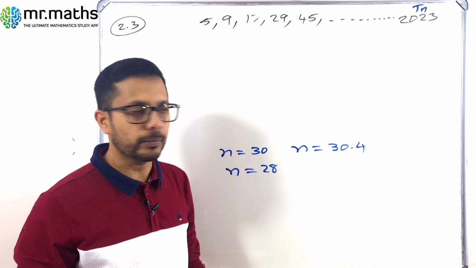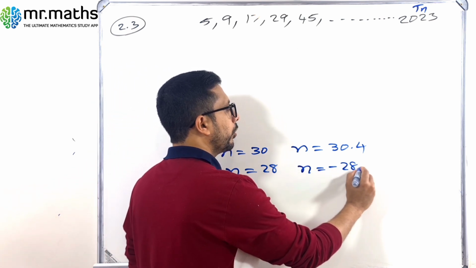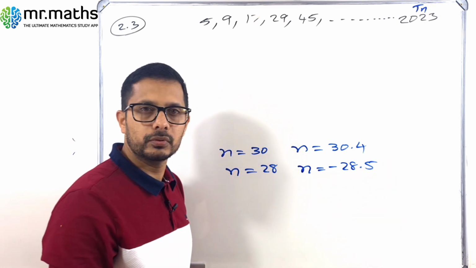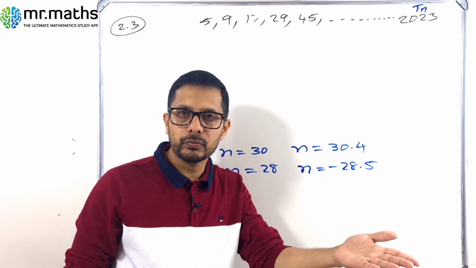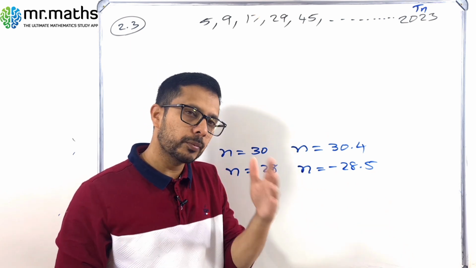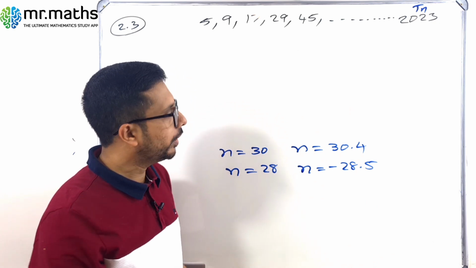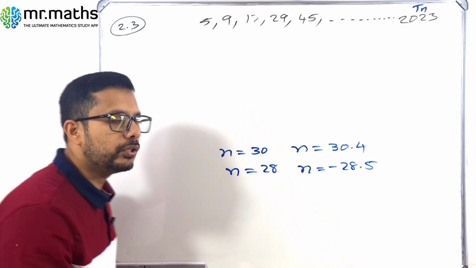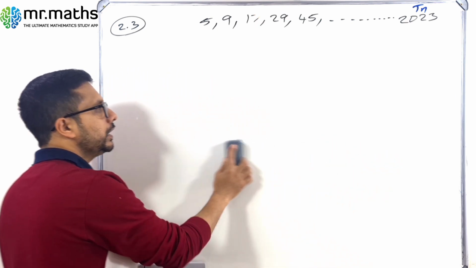For another example, n equal to minus 28.5. Then also it's not a term, because we can't say the minus 28.5th term. There is no minus term there. First term, second term, third term, fourth term, like that, positive numbers. So anyway, we have to find the value of n. So assume that 2023 is our Tn.